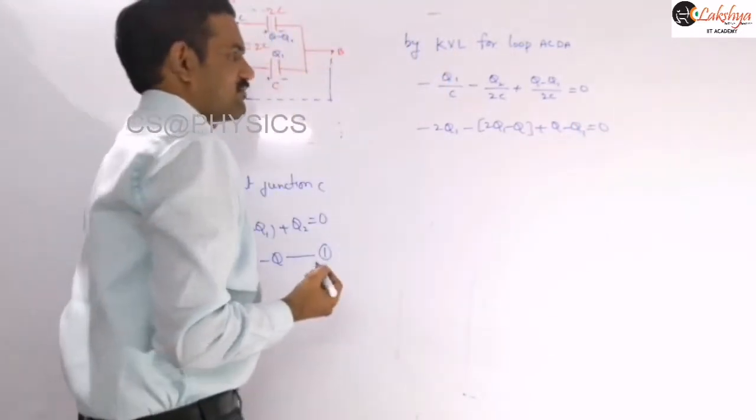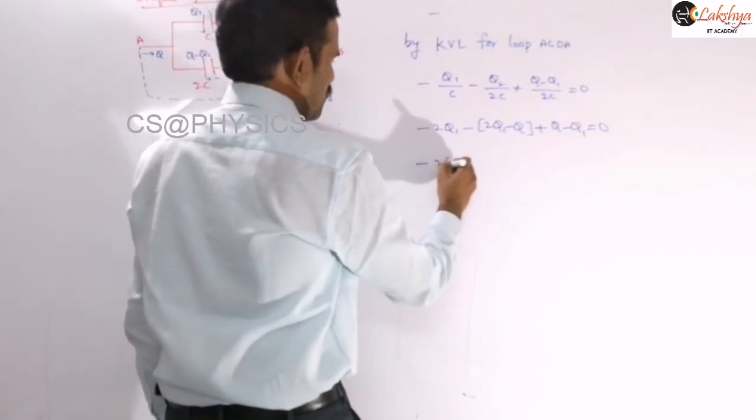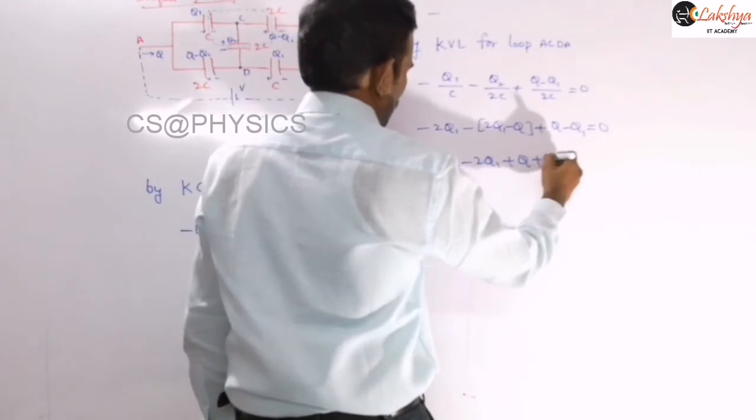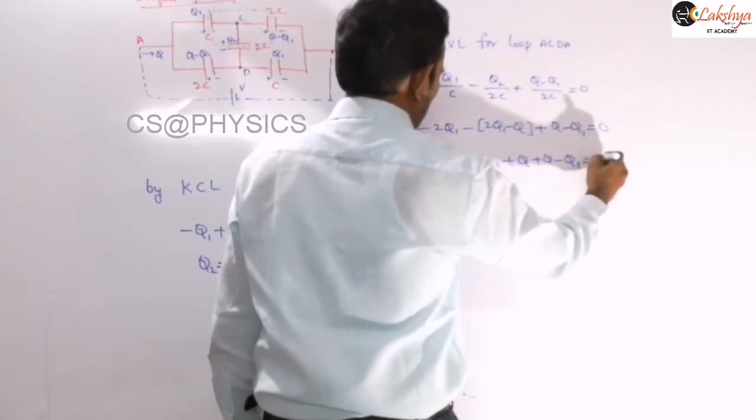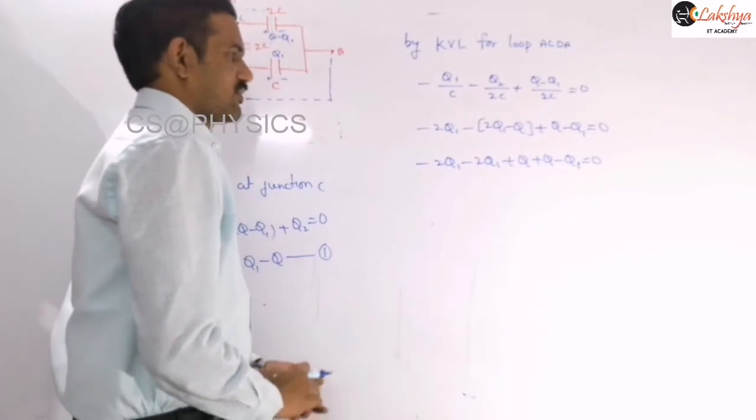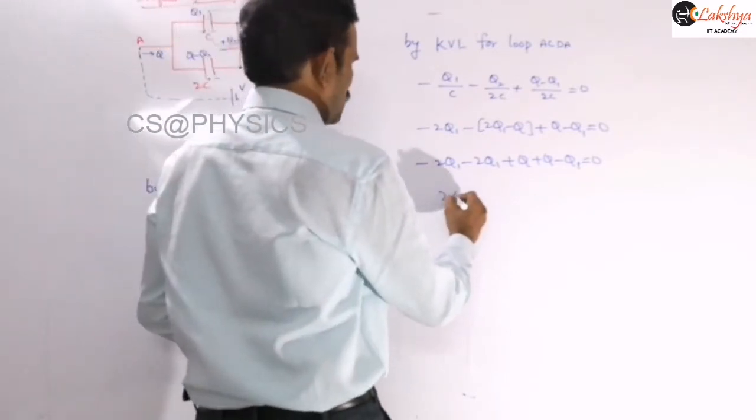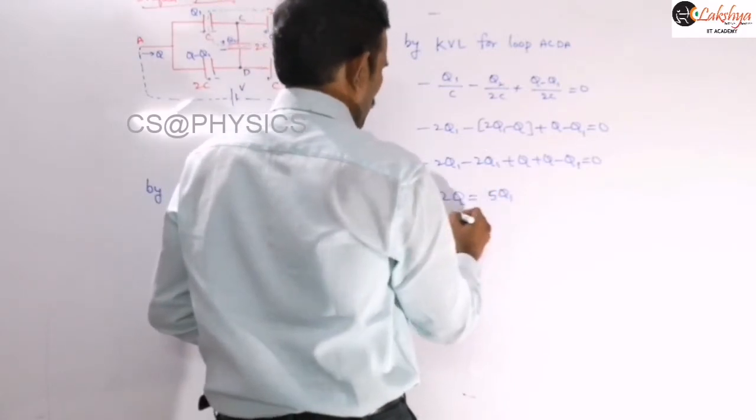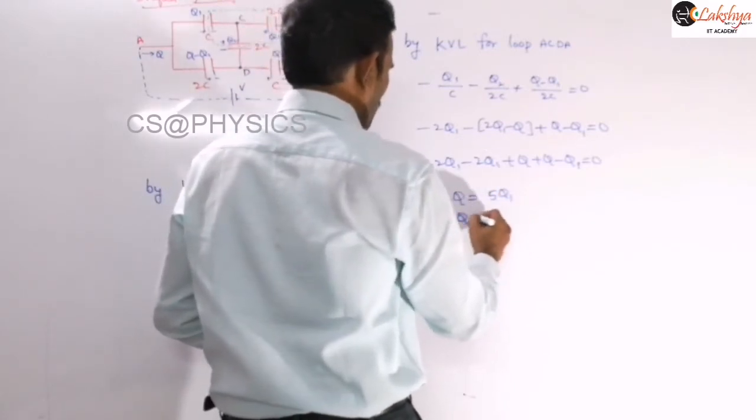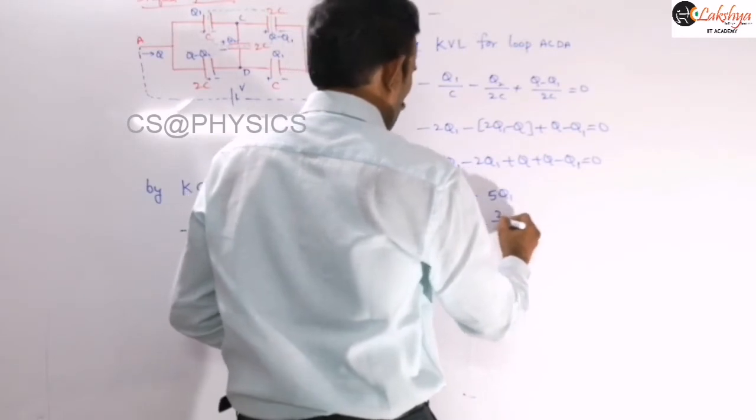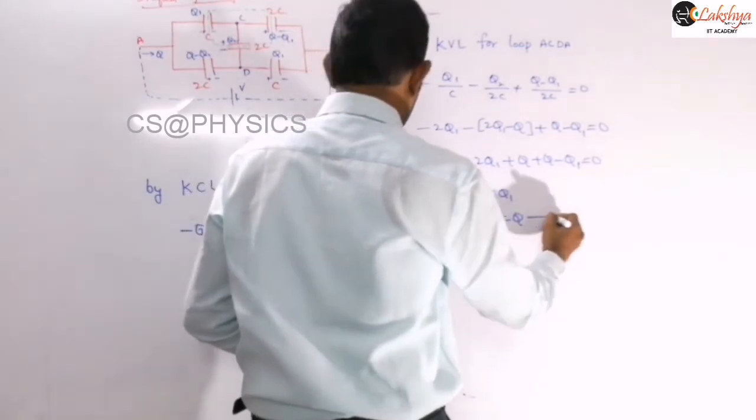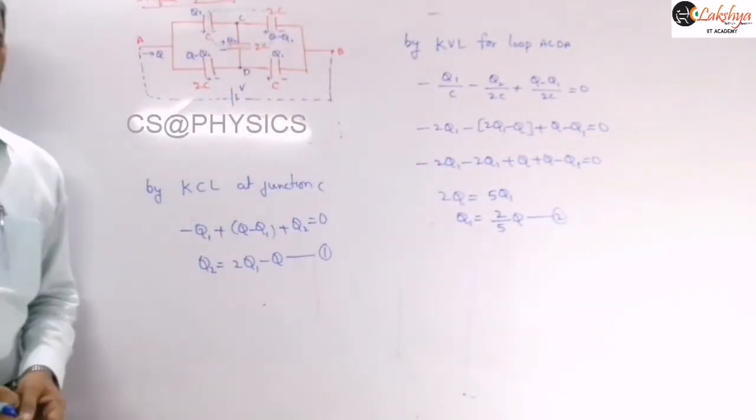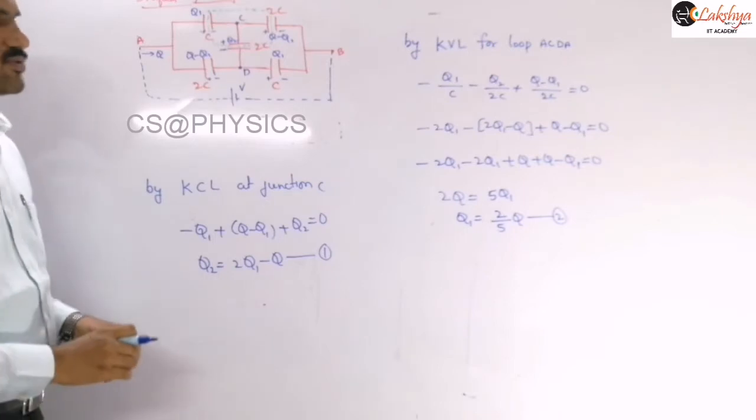Let us simplify this equation here. So this is minus 2Q1 minus 2Q1 plus Q plus Q minus Q1, and this is equal to 0. Now we can find the Q value. Therefore 2Q is equal to 5Q1, and therefore Q1 is equal to 2 by 5 Q. Let's suppose this is equation 2. Is it clear? That is our Q1 value in terms of Q.